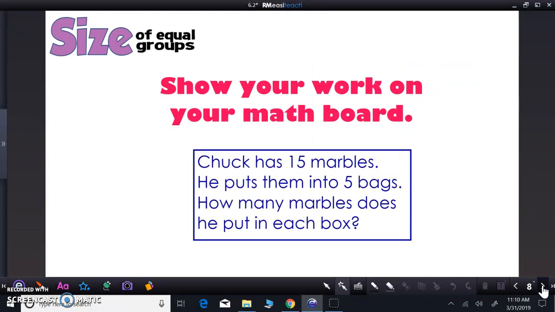Because today's lesson is all about the size of equal groups, I want you to try this problem on your math whiteboard. Chuck has 15 marbles. He puts them into 5 bags. How many marbles does he put in each bag? When you're finished showing your work on your math board, raise your hand and I'll come around to check you. Good luck.